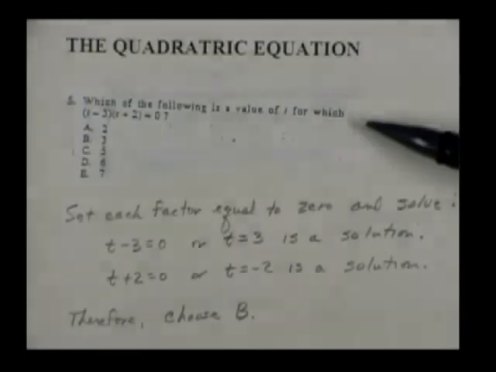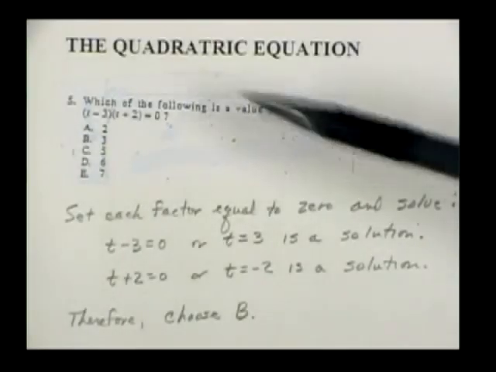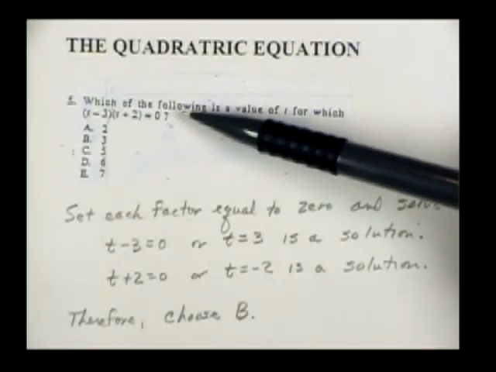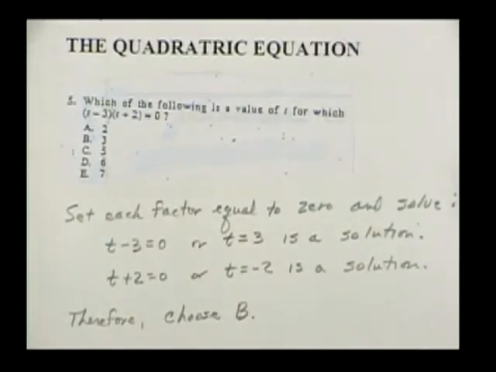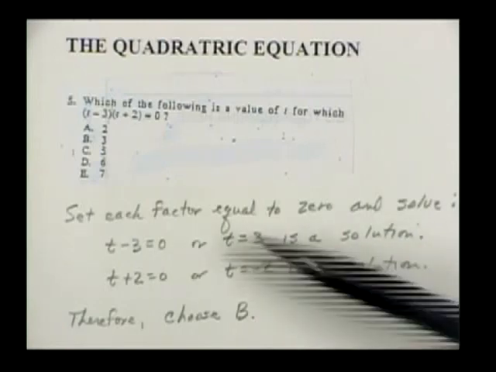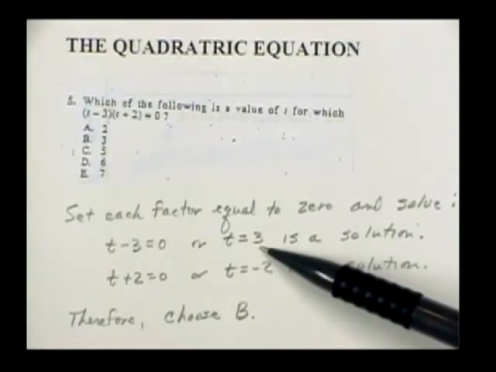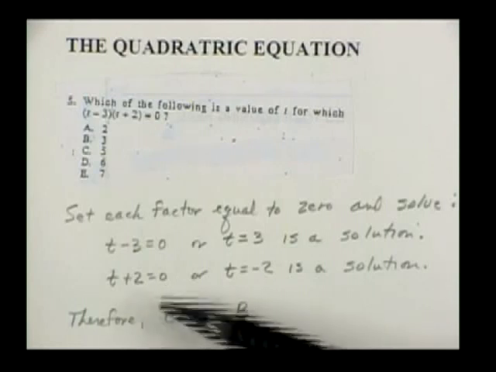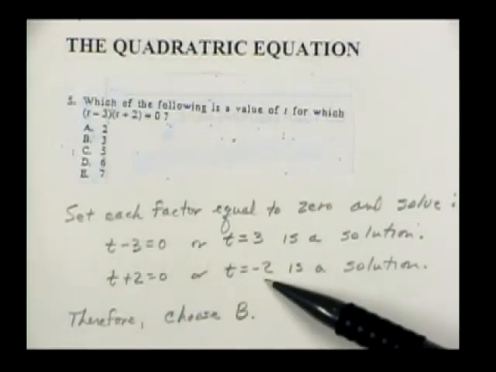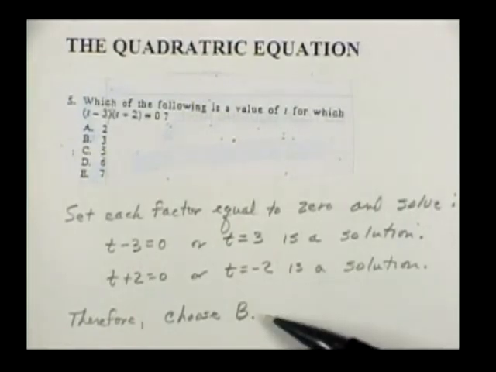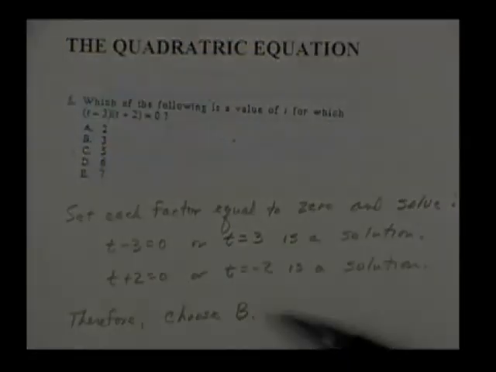Which of the following is a value of t for which the equation t minus 3 multiplied by t plus 2 equals 0? Set each factor equal to 0 and solve. T minus 3 equals 0, or t equals 3, is a solution. The factor t plus 2 set equal to 0 yields t equals negative 2, a solution. Therefore, choose B.